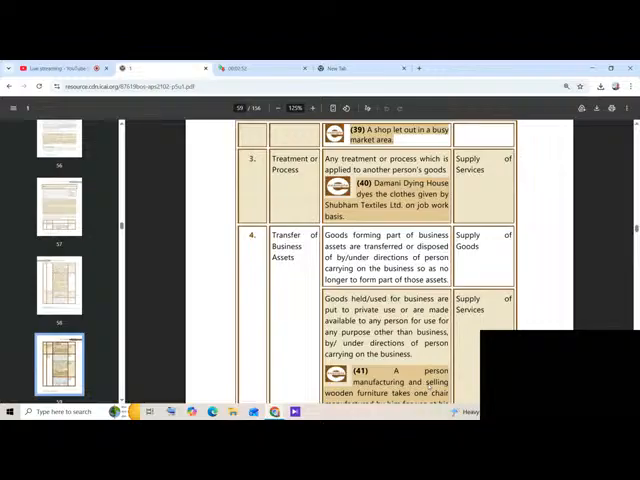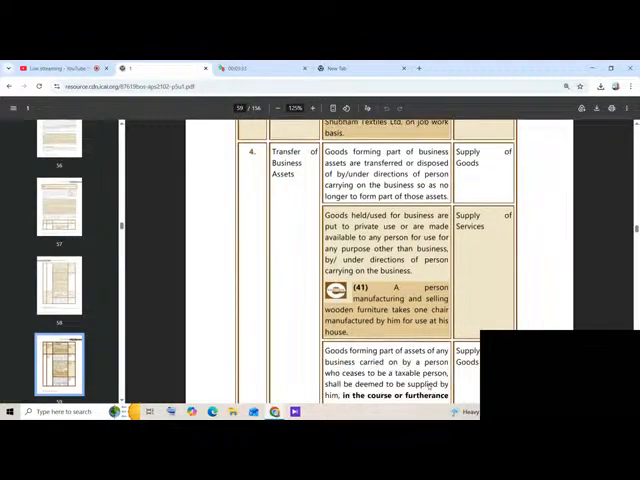Treatment or process. Any treatment or process which is applied to another person's goods, that is job work, is supply of services. Any transfer of business assets, where the goods forming part of business assets are transferred or disposed of by or under directions of persons carrying on the business so as no longer to form part of those assets, is considered supply of goods. Goods held or used for business are put to private use or are made available to a person for use for any purpose other than business by or under directions of a person carrying on business.